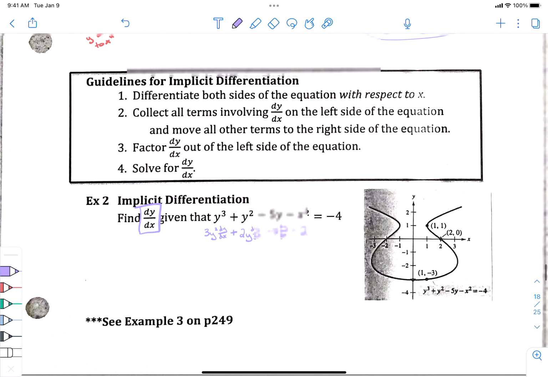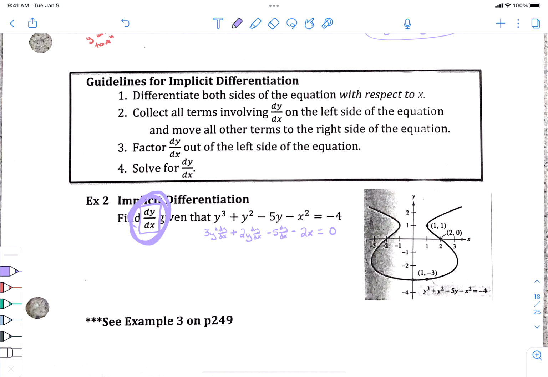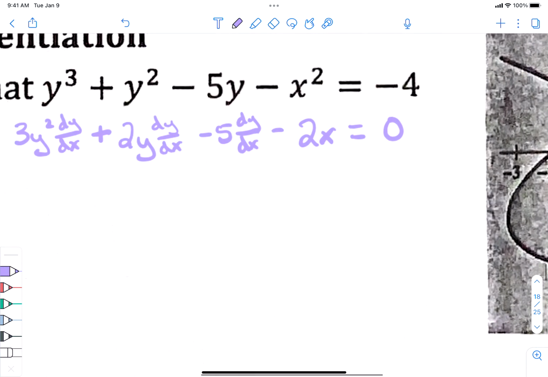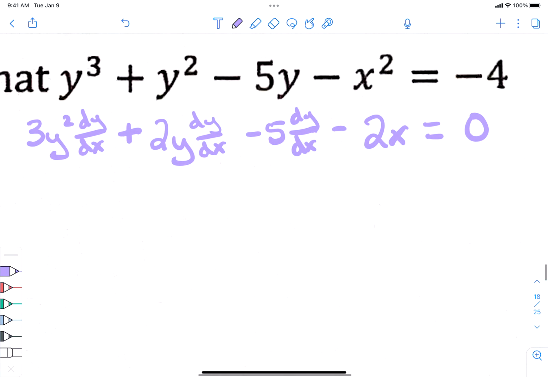They're wanting us to find what? dy/dx. How many terms do you have going on in this whole big long thing? Technically 5, including the 0 on the right side. So we have 1, 2, 3, 4, 5.